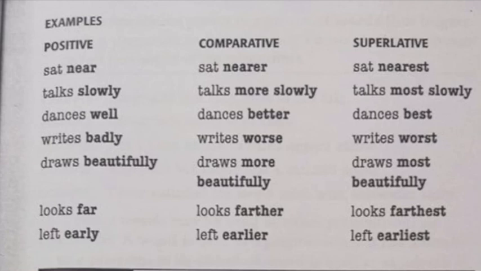So we have here near, nearer, nearest; slowly, more slowly, most slowly; well, better, best; badly, worse, worst; beautifully, more beautifully, most beautifully. We have far, farther, farthest; early, earlier, earliest.